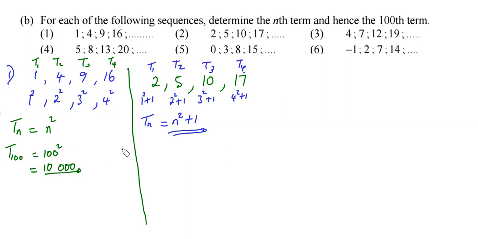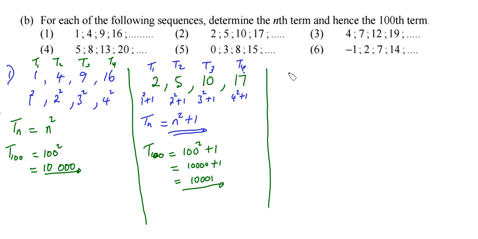We're going to say T100 is equal to 100 squared plus 1, which is equal to 10,000 plus 1, which is equal to 10,001. Okay, 10,001, that becomes our value. Let's try to find something else again here.